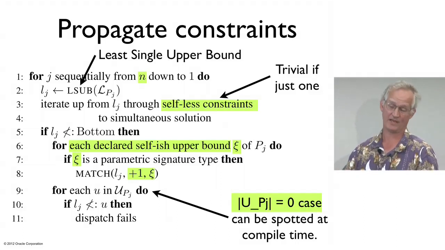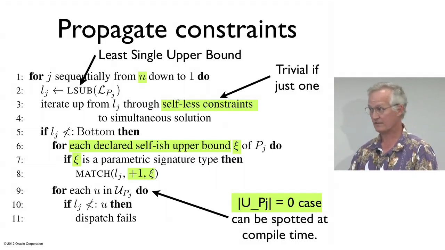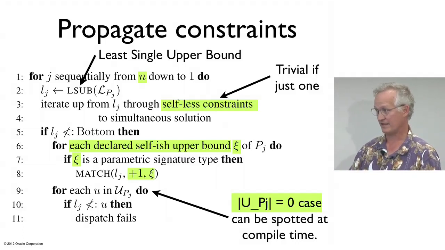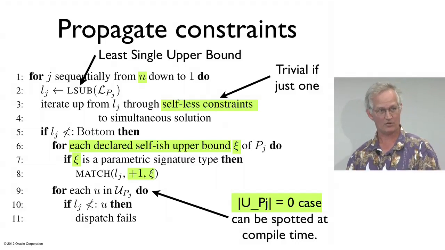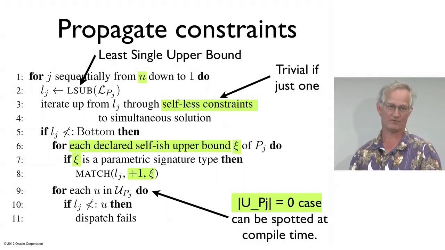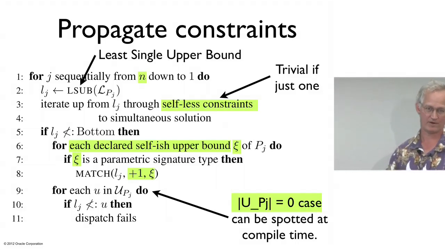And this can also be statically evident if there are none. So this can also be omitted. And provided that the lower bound is below all the upper bounds, you win, and the lower bound is your choice for that type parameter. Repeat till you get to the beginning of the parameter list.